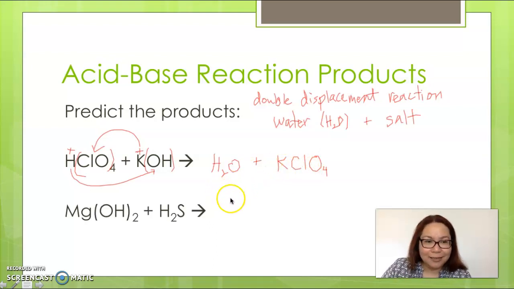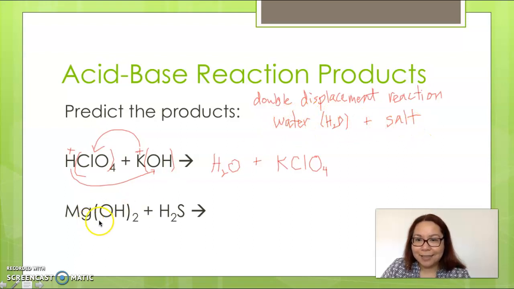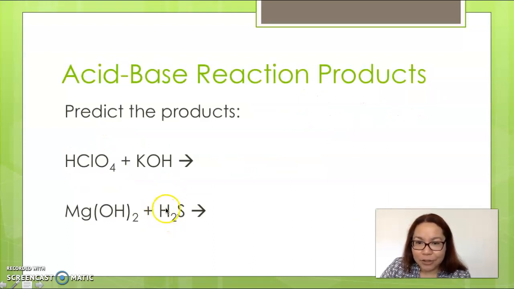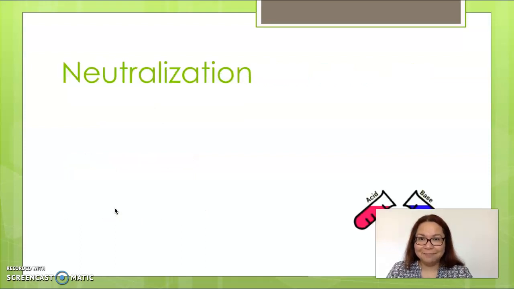Magnesium hydroxide plus hydrogen sulfide. So remember, you will normally see a double displacement reaction and also the result, water and salt. So let me start you off actually. We've got a hydrogen here and a hydroxide. You can see that you can turn that into a water. Try to figure it out on your own and come to my live session the next day to check your answer.